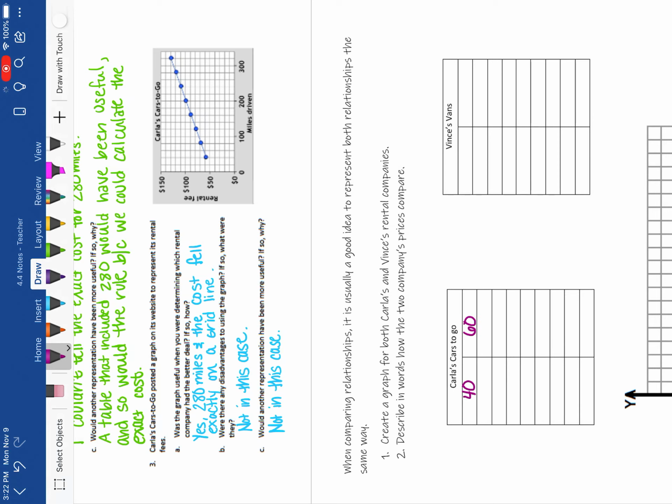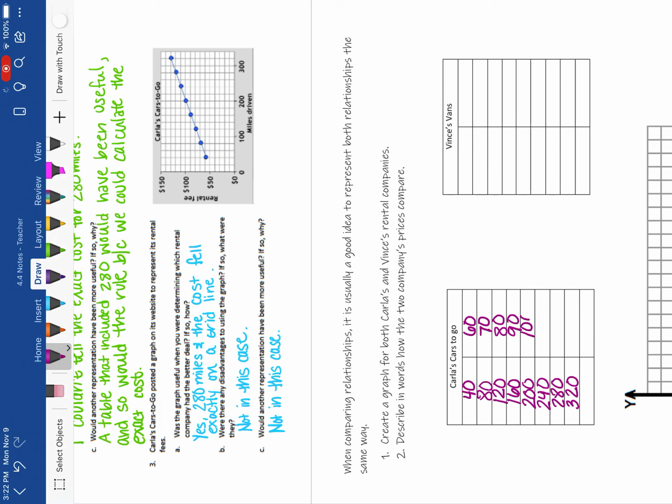And then I have the point 120, 80. And you can kind of see a pattern developing here, hopefully. We're adding 40 in the X column. So my next one would be 160, 200, 240, 280, 320, even though we don't have that on the table or in the graph. That's the last one that we have.